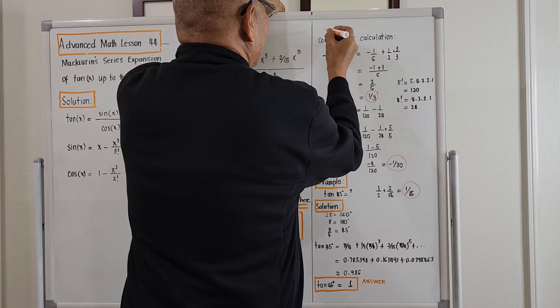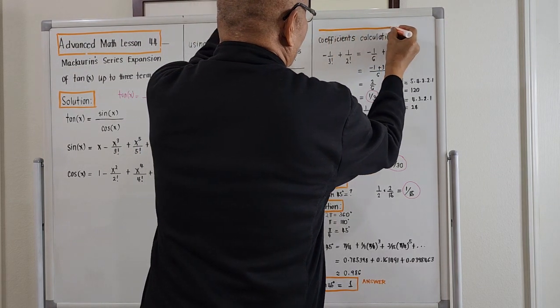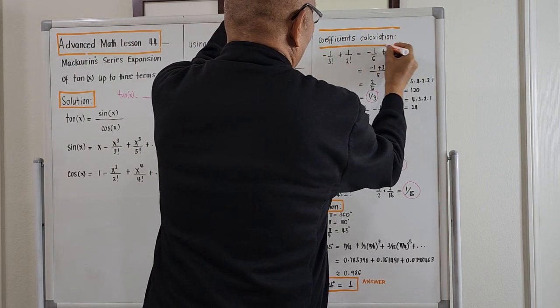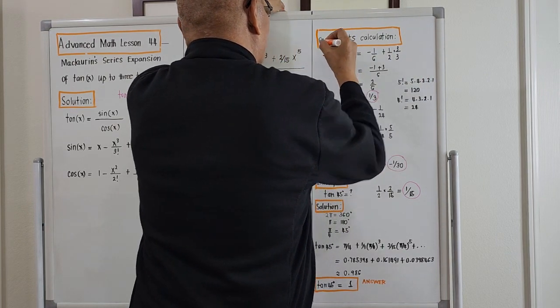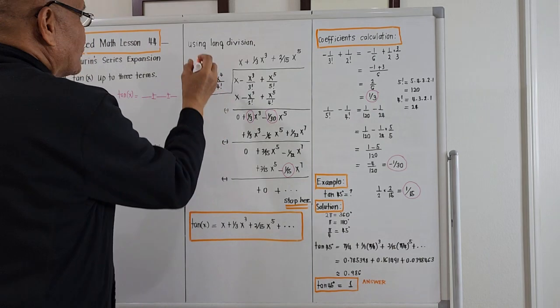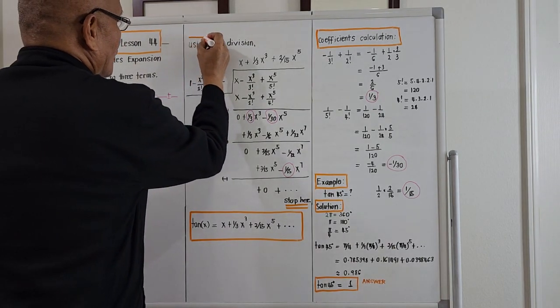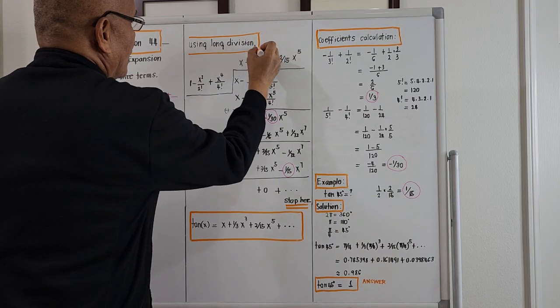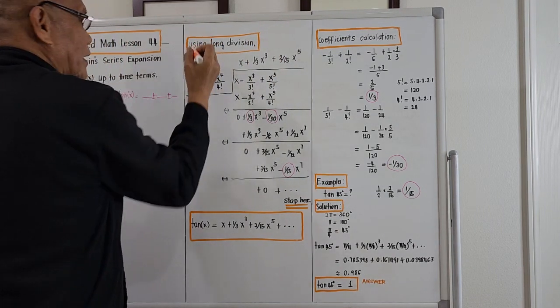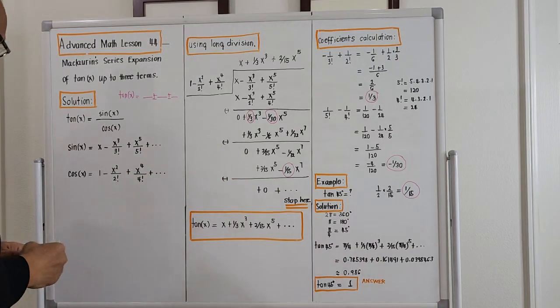This part is actually the computation of the coefficients. I forgot to mark this one. Okay. And for this part here, it will be the long division and how to bring out tangent of x. Okay, let's proceed.